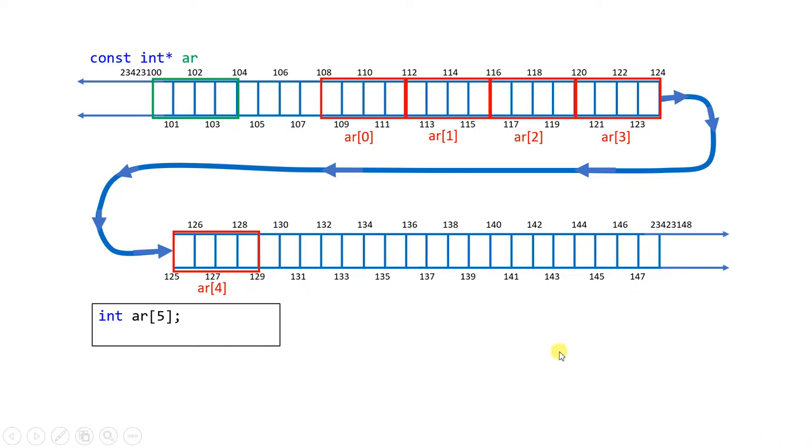So the action of writing integer AR5 is that. That AR over there is absolutely an integer pointer, no difference. Anything you do to an integer pointer, you can do to that except changing it because it's constant. They don't want you to change the address inside AR, because if you do, you lose the array, right? So the value over there is going to be unchangeable. And that's how it works. That's how arrays work in C and C++.